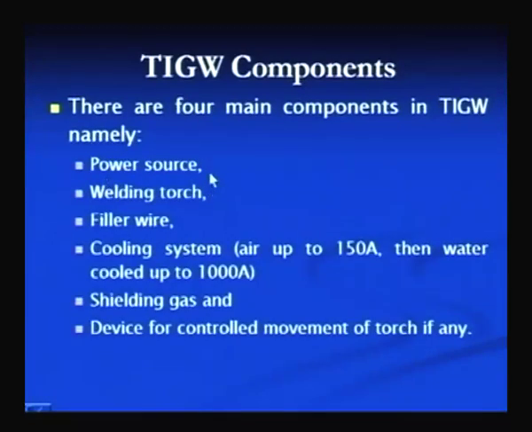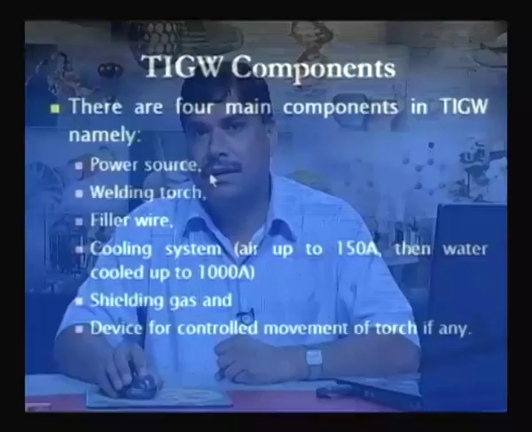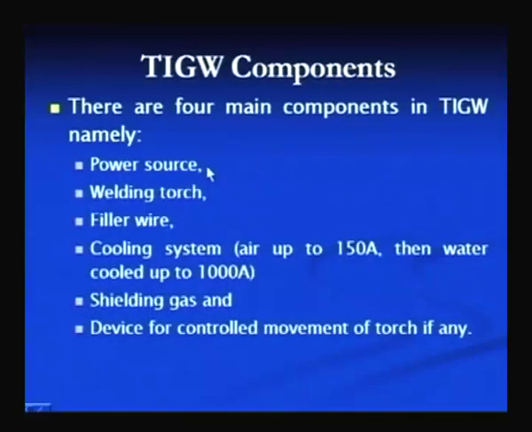One is the power source. The power source is required to deliver high current at low voltage of the desired type, maybe constant voltage or constant current type. Normally constant current type power sources are used in the tungsten inert gas welding process, and the desired type of current, either AC or DC, is required for welding a specific kind of metal. Like aluminium welding needs AC, and for other metals, DC with electrode negative polarity welding power sources are used.